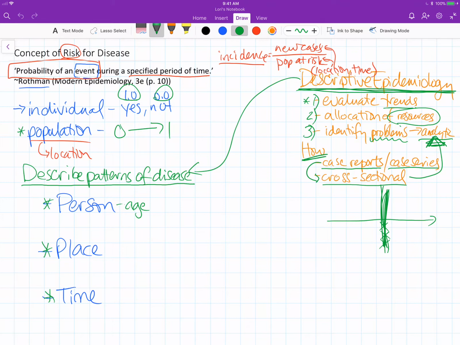So let me write the epidemiologic risk transition here. And again, that has to do with the growing burden of chronic disease as people start to live longer.